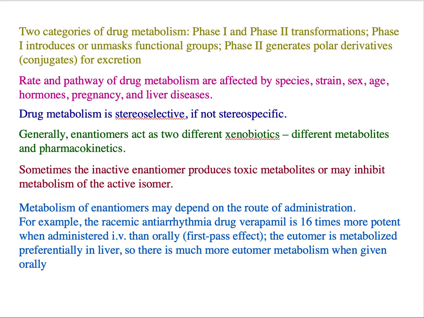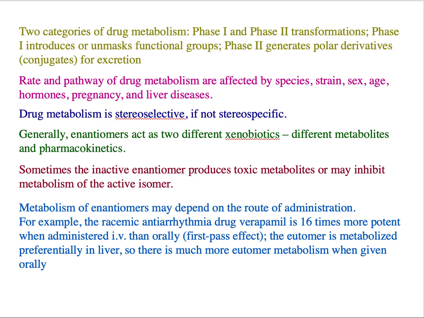Okay, so this has a lot of words on it, but it has a lot of different points and definitions. Okay, so basically, there's going to be two categories of drug metabolism. Phase one is how you introduce functional groups, and phase two is going to get more polar derivatives. So phase one is putting in different reactive groups, and phase two is making conjugates to biological molecules for excretion.